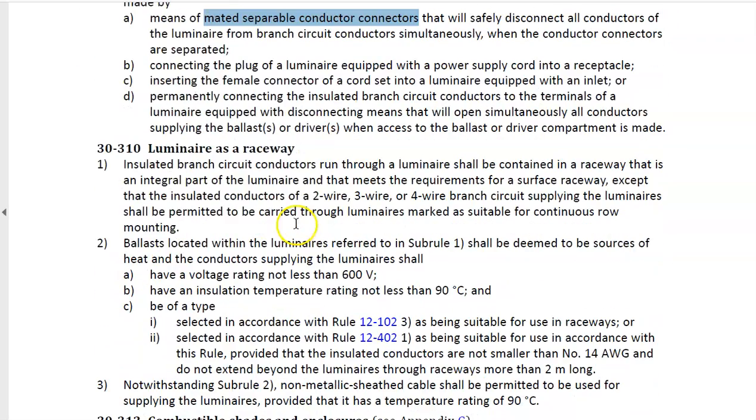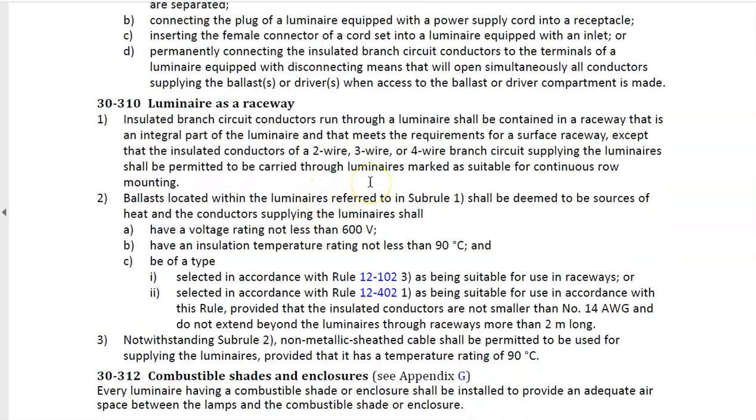Luminaires as a raceway is another common thing that happens. Luminaires as a raceway are going to be where we end-to-end mount long, usually 8-foot, luminaires. They could be LED, they could be fluorescent. And then what we'll do is run wiring through from one to the next, to the next, to the next. And when we do that, we have to be very cognizant of the heat that is going to be generated. It says ballasts located within the luminaires shall be deemed to be sources of heat. So obviously they're going to be hot.